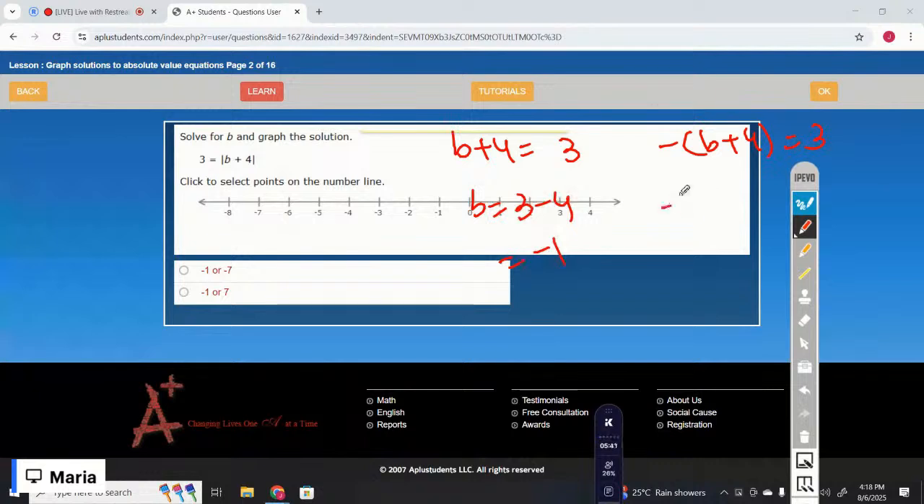Then negative B minus 4 equals 3. Negative B equals 3 plus 4, 7. So B equals negative 7. So we have two solutions, they are negative 1 and negative 7. Option number 1 is the correct option, negative 1 and negative 7.